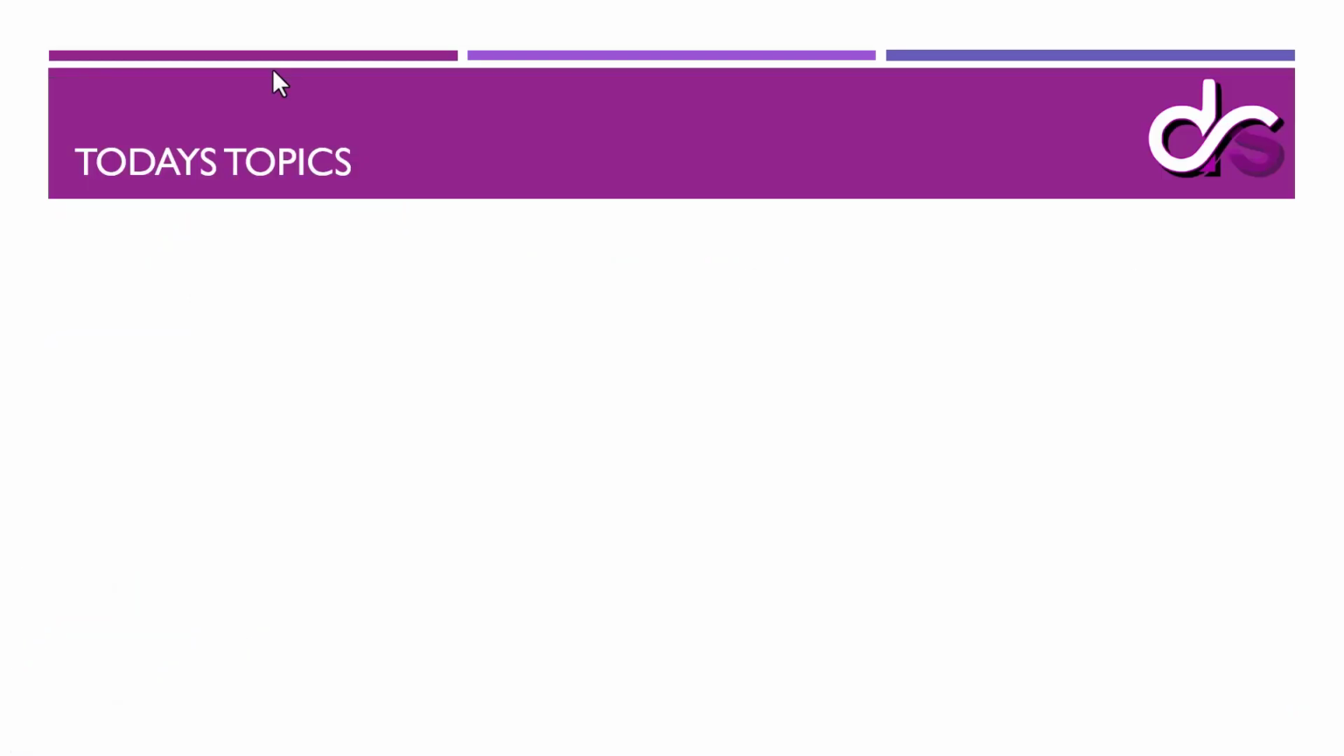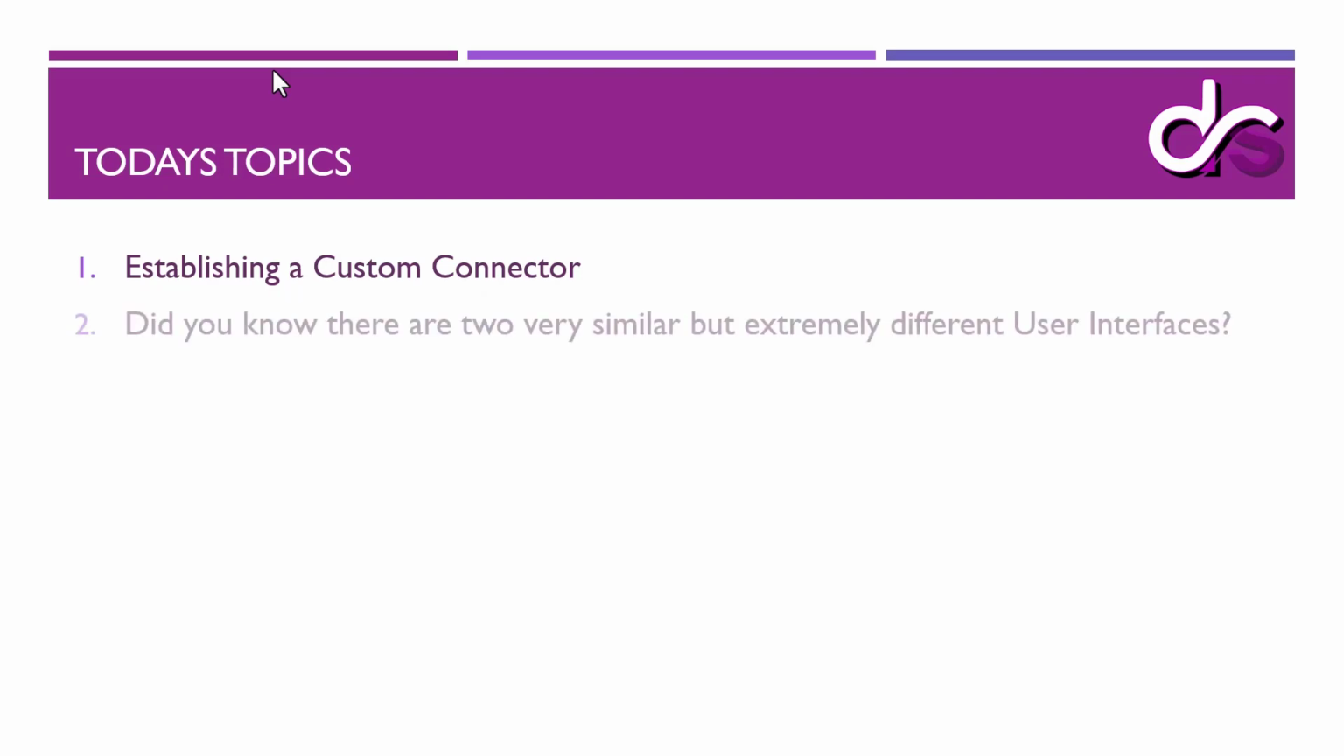So let's talk about some of today's topics that I'll be covering. The first one we'll be discussing is obviously establishing a custom connector. And we're dealing not with OAuth, we're simply dealing with API keys, because those are the most common use case scenarios that seem to come up when using a custom connector.